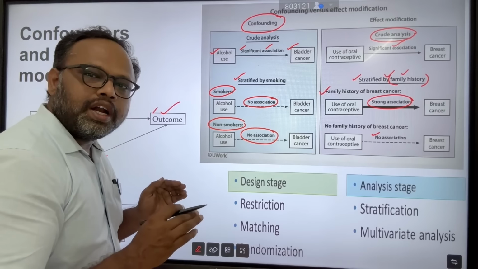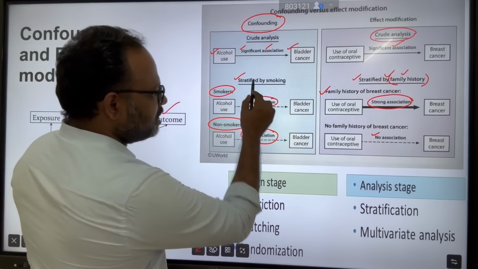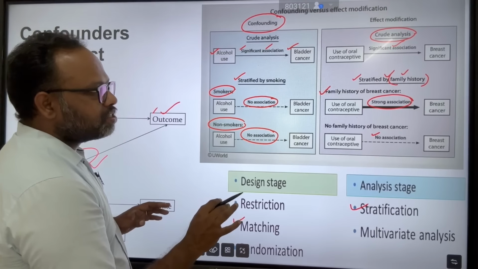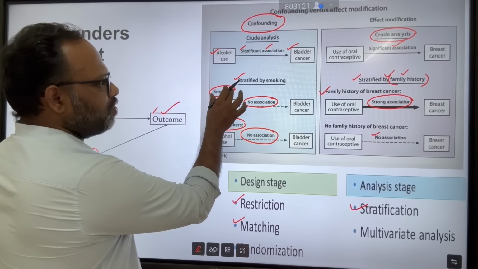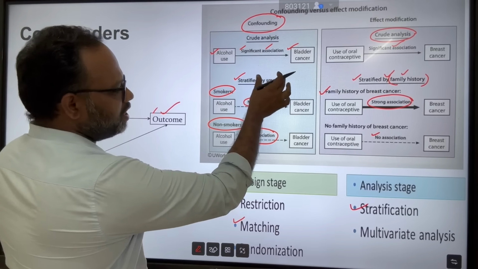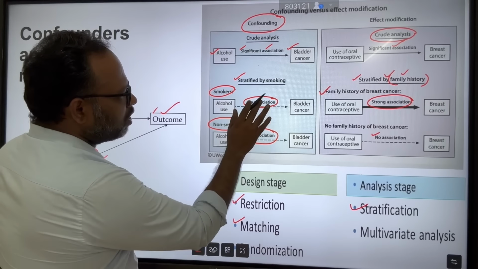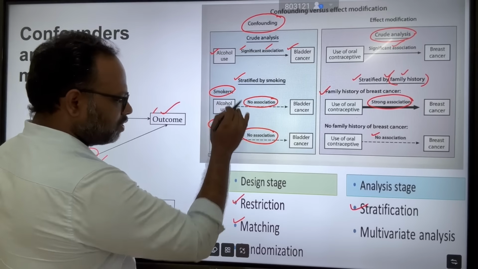And how to reduce this confounding, I have mentioned about the matching here only. You can see the stratification also here. The other ways to reduce this confounding is we can restrict those individuals. Suppose, let's say, if you include smokers into the study, you will infuse confounding into the study. Then you can restrict or remove all the smokers from the study. You should study within the non-smokers. That will be the best way.